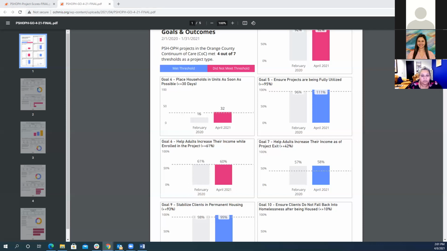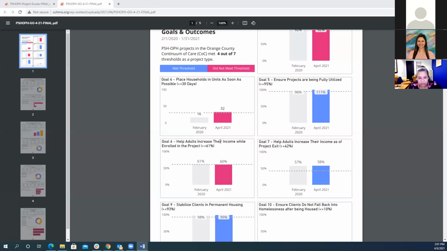Everyone feels great about it. Okay, I feel great about it too. So we will increase the threshold for stayers with increased income to 65% in order to meet the request by the COC board.